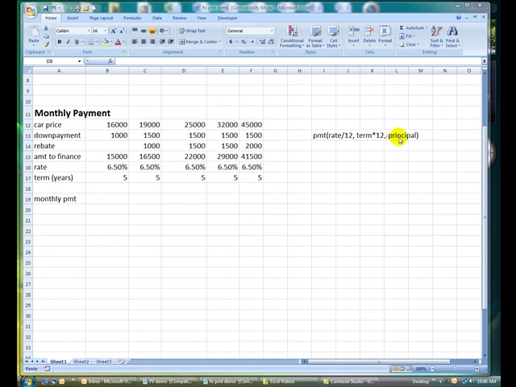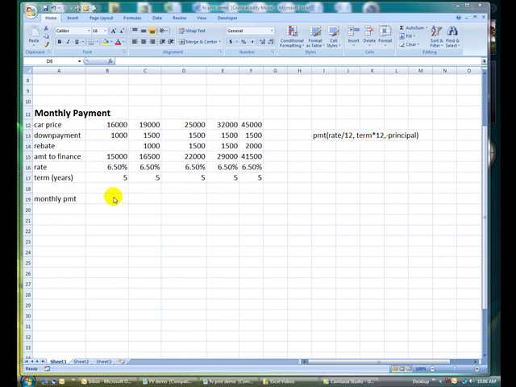And the third argument is the principal. Before the principal, I'm going to put the minus sign because I want to make sure the answer is a positive number rather than a negative number. I don't want the number to be in red. I want it to be in black. So here's our syntax for payment.